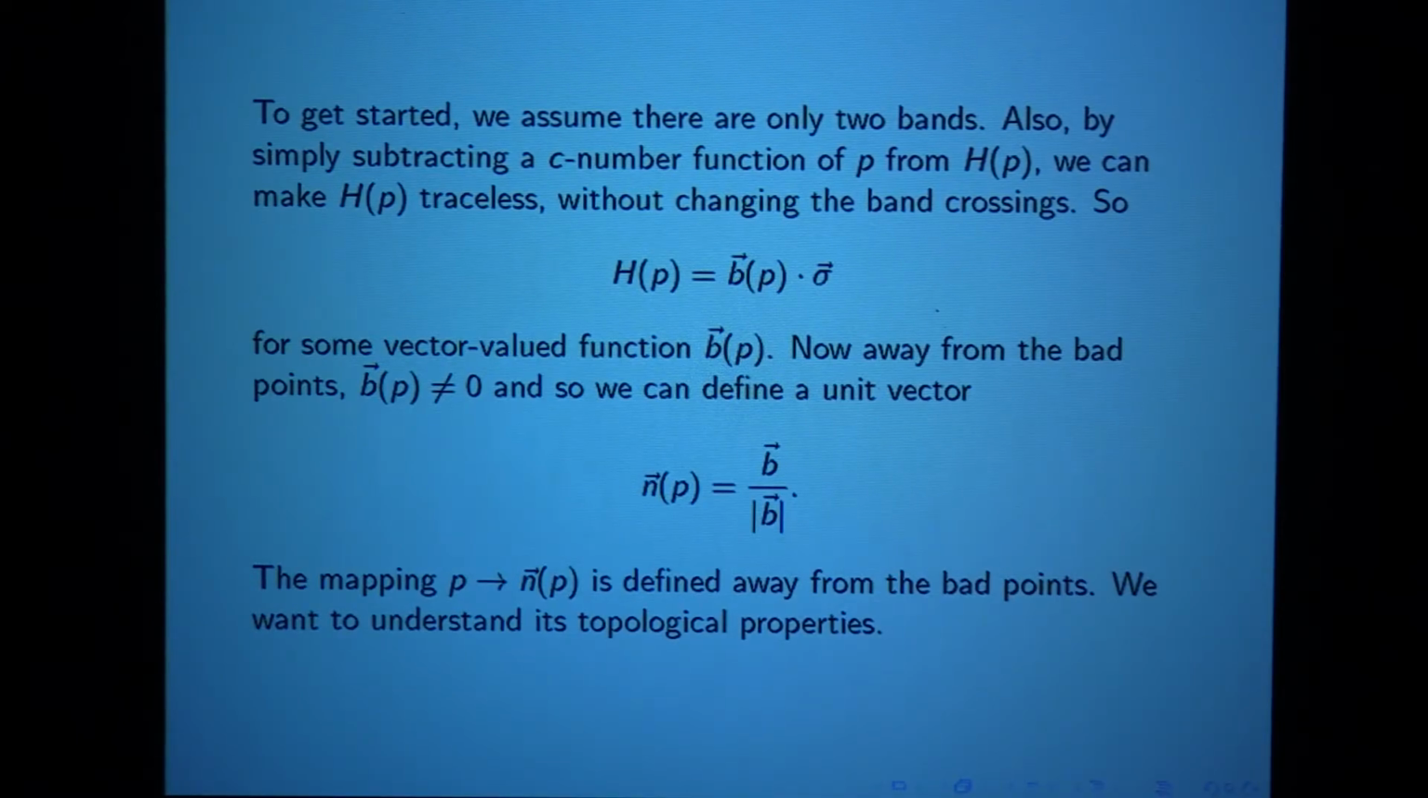And the sigma matrices are the 3 traceless matrices that can act on these 2 bands. The most general form of the Hamiltonian, after subtracting a multiple of the identity that doesn't affect band crossings, is some function b of p dot sigma, and I'm telling you nothing else about b of p. There are isolated points where b of p is 0, and away from the isolated points, we can define a unit vector n of p, which is b of p divided by its absolute value. And so this mapping from p to n of p is defined away from bad points.